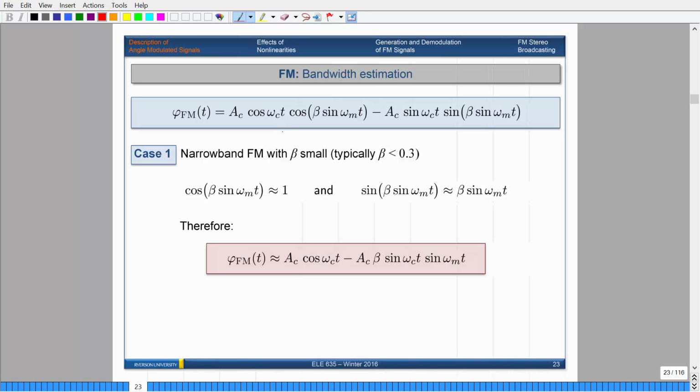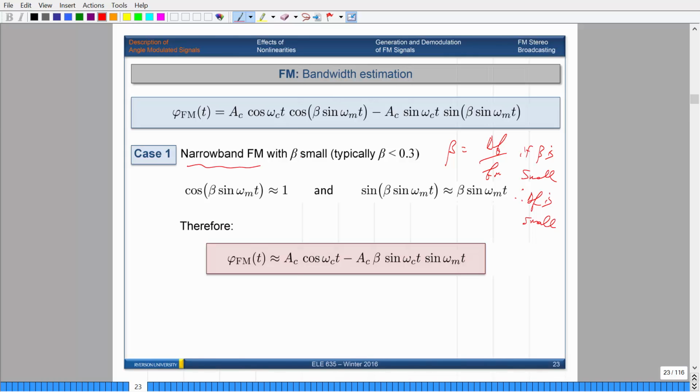So the first case is what's known as a narrowband FM signal. What narrowband FM means is that the bandwidth of the signal is actually very small. Remember, beta is equal to delta f over fm. If beta is small, therefore delta f is small. So that means that the frequency deviations are small. The message signal may be tiny, or the sensitivity constant may be tiny, but the actual modulated frequencies don't deviate much from the carrier.